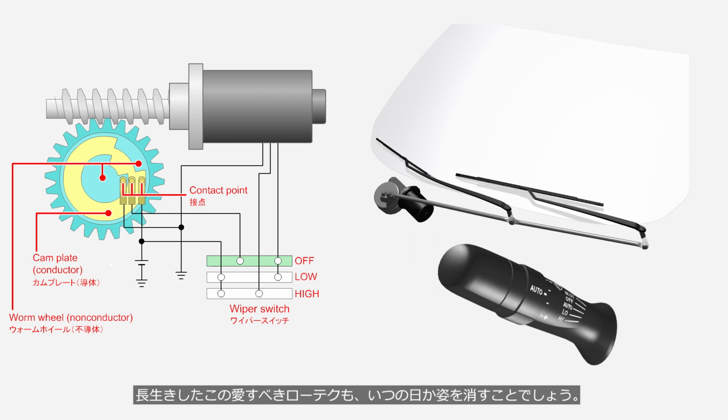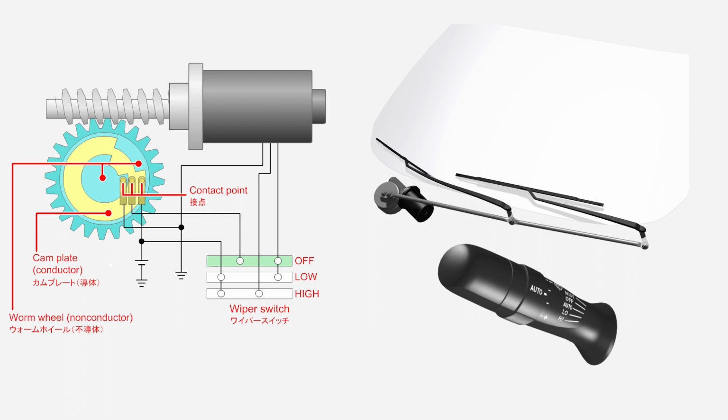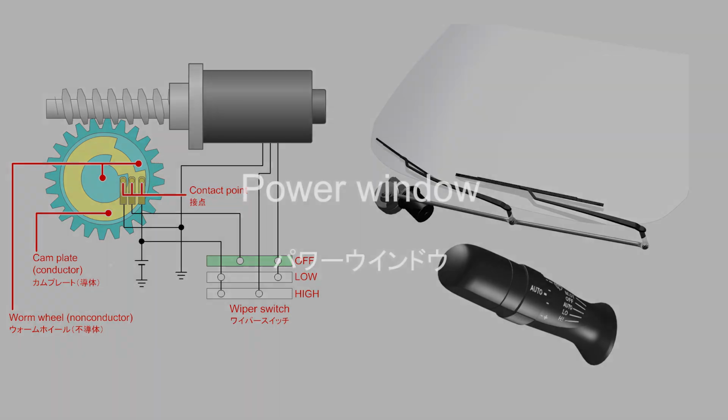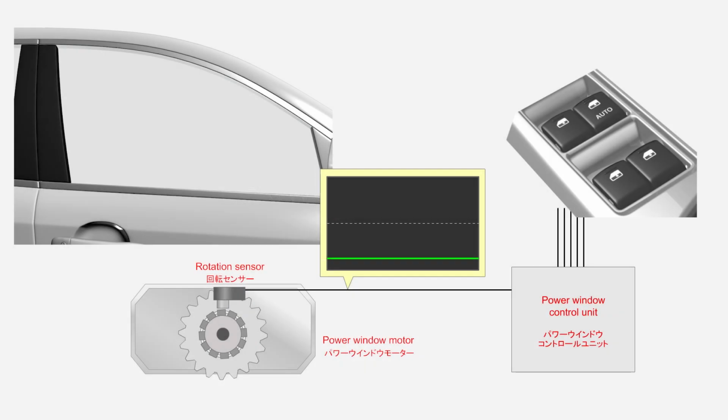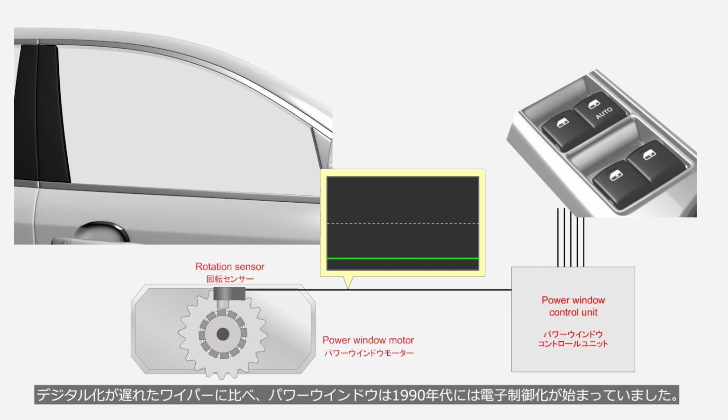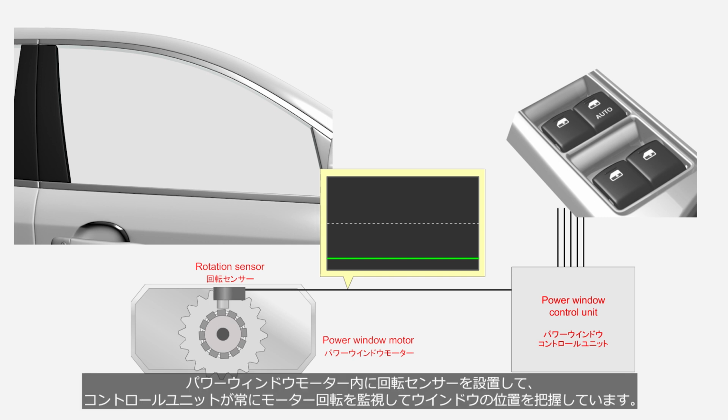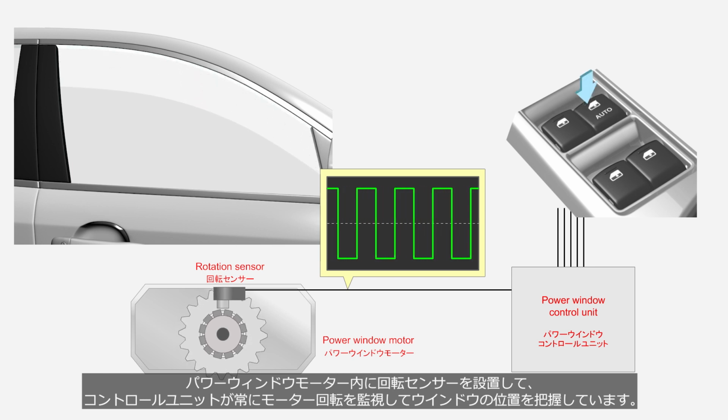This beloved low-tech device, having lived a long life, will someday fade away. While digitalization lagged behind for wipers, power windows began electronic control in the 1990s. By incorporating a rotation sensor within the power window motor, the control unit constantly monitors the motor rotation and determines the window position.